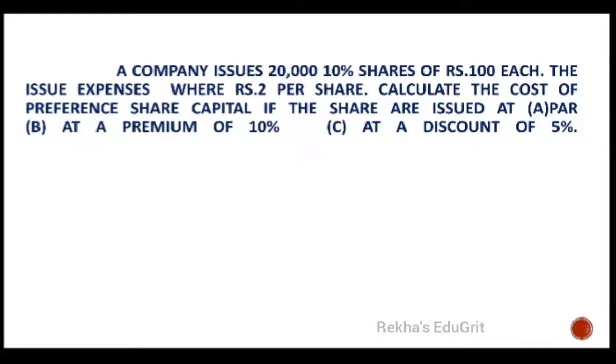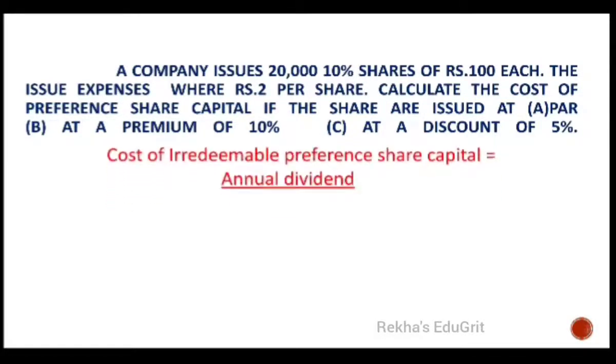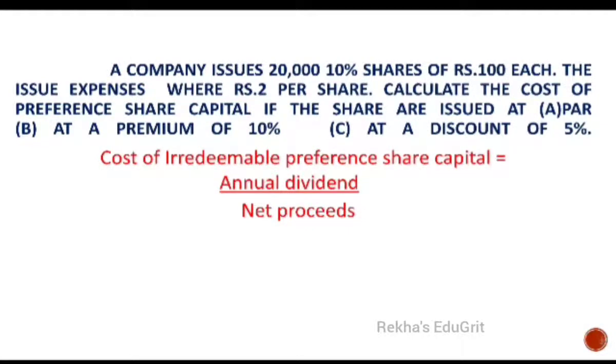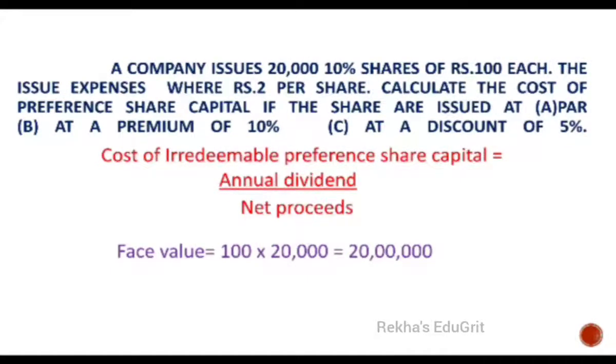First we have to know the formula. The formula is cost of irredeemable preference share capital equals annual dividend divided by net proceeds. First we have to calculate the face value. Here the company issues 20,000 shares of rupees 100 each, as given in the question. So the face value will be 100 into 20,000, which gives 20 lakhs. Next we have to calculate the annual dividend. It is given as 10% share, isn't it? So the dividend will be 20 lakh into 10%, which gives 2 lakhs.